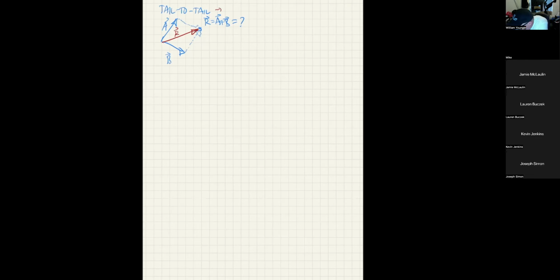So tail to tail, add implies complete the parallelogram, and R is from common tail to common head.